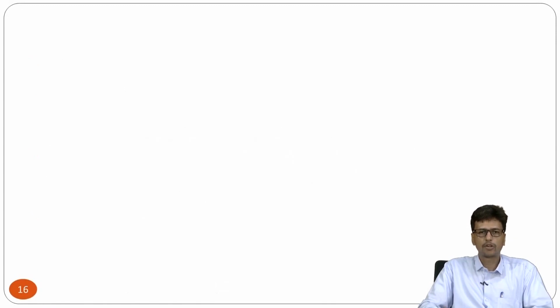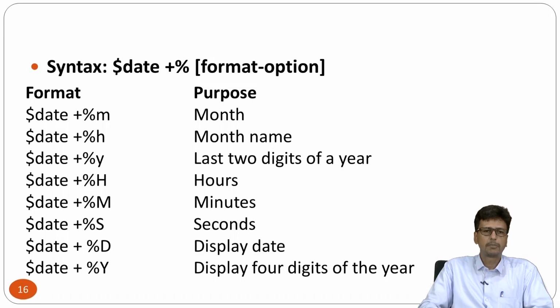So these are the basic formats available. If you want to display only the month, then you can write plus, the modulo or percentage sign, and then small m. As we are already aware, the Linux operating system is case sensitive. So mind well, you must use the syntax as it is. Small m and capital M have different meanings, they will produce different output. So if you enter small m, it will display the month, b that is the month name, y that is the last 2 digits of the year, H that is the hours, capital M that is minutes, capital S seconds, capital D date, capital Y 4 digits of the year.